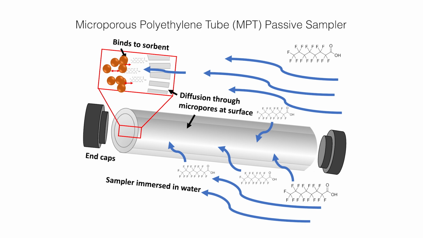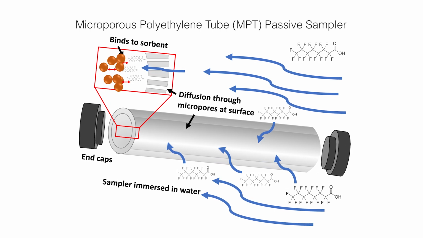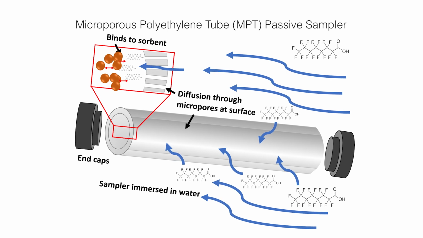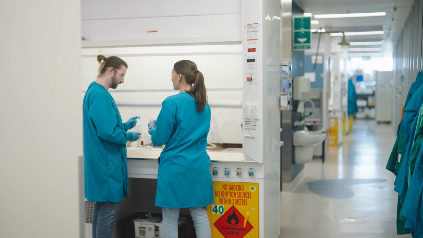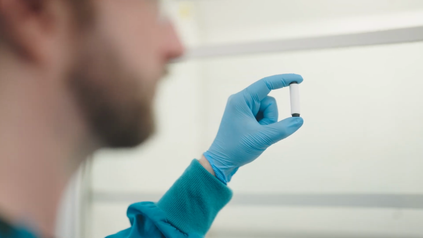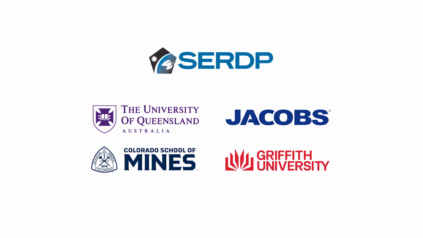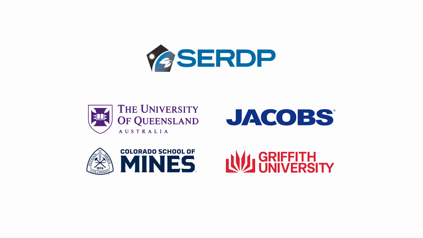The microporous polyethylene tube, or MPT passive sampler, has been developed by the Queensland Alliance for Environmental Health Sciences as part of a US Department of Defence funded SERDP project, ER20-1156. In collaboration with research partners, our sampler provides a cost-effective, quantitative technique for reliable and sensitive PFAS monitoring in our waters.